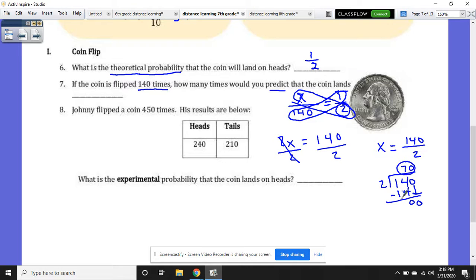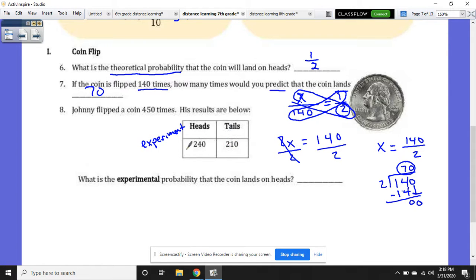So 70 would be your answer, x equals 70. I would predict that it's going to land on heads 70 times based off theoretical probability, okay? Now, Johnny flipped it 450 times, and then it gives you results. So here, he actually did the trials. He did the experiment. Now, did he get it half and half? No, these numbers would have to be the same if it was half and half.